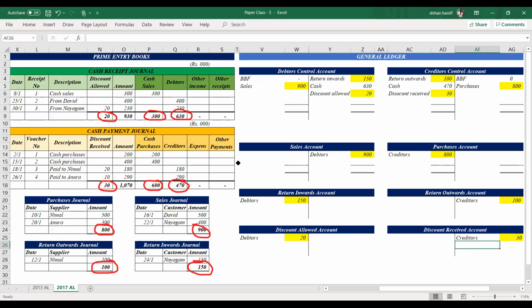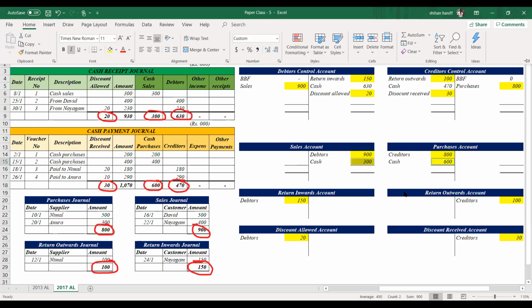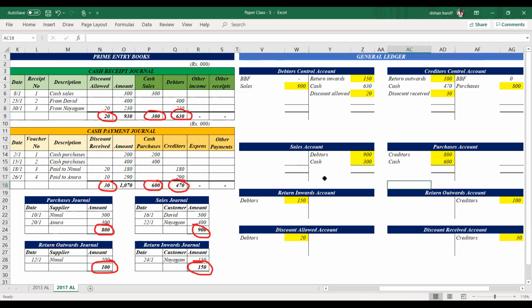Right. Then we have the cash sales and cash purchases. I couldn't record the cash sales, so we'll record them now. Double entry for sales: sales account credit, and cash account debit 300, and cash purchases, purchases account debit, cash account credit 600. So we have recorded all the transactions.